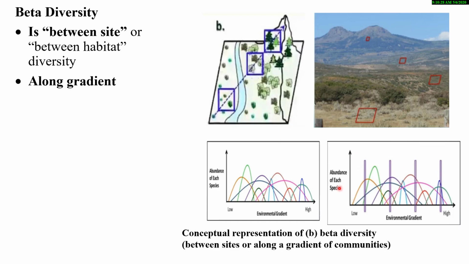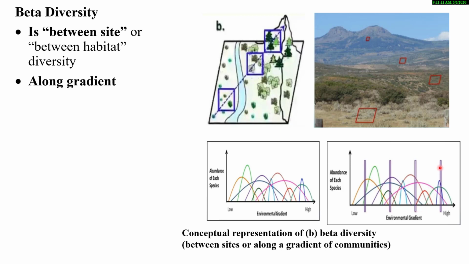Along gradients, this is the abundance of species. This is the environmental gradient. When you lay different plots, this is plot 1, plot 2, plot 3, plot 4. When you compare diversity of species along different gradients, you will see that there could be shared species. Different plots may have different species in common. Some plots may have unique species, so that they find the species turnover.